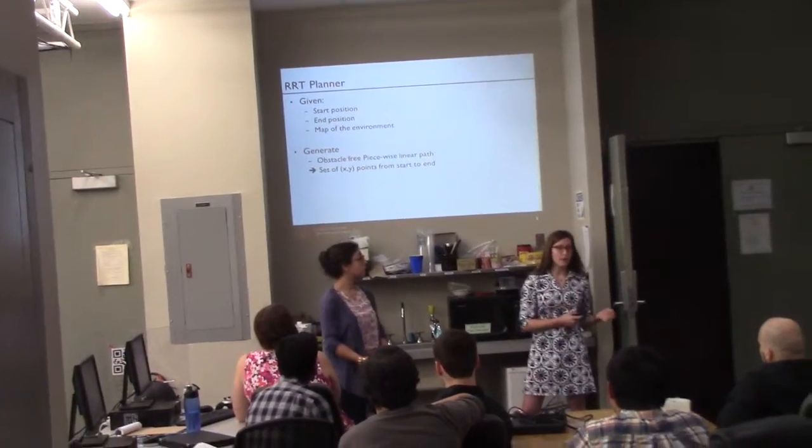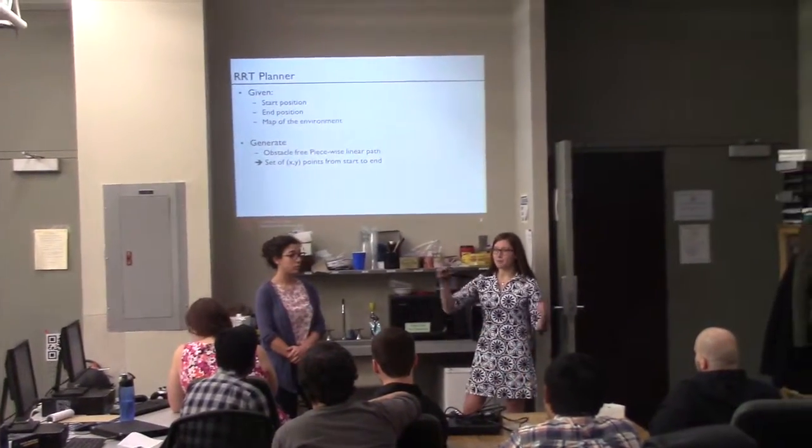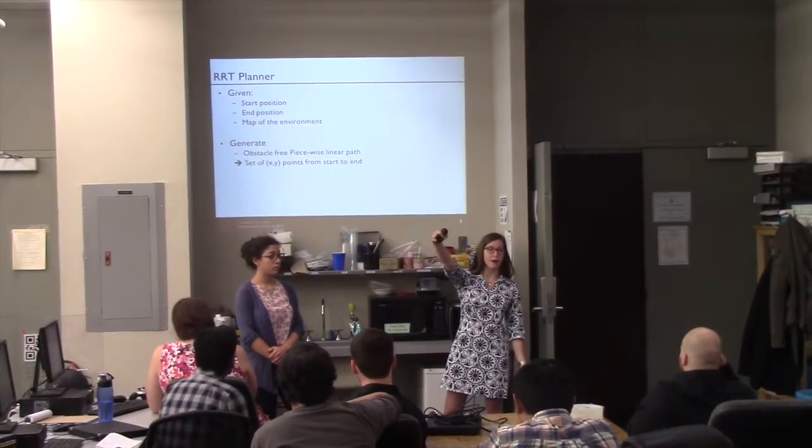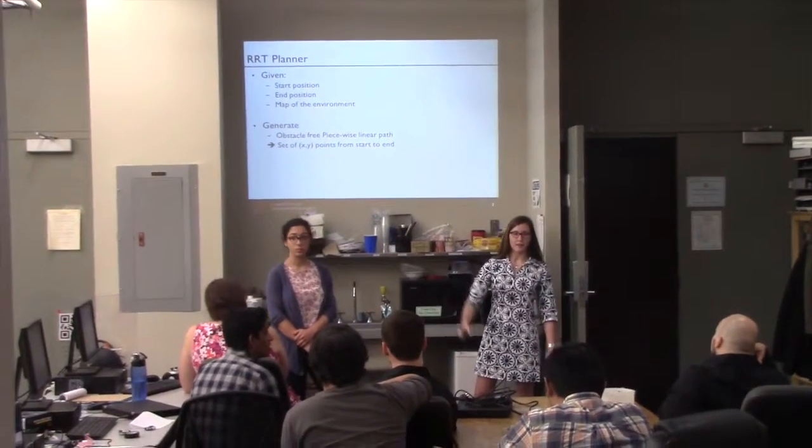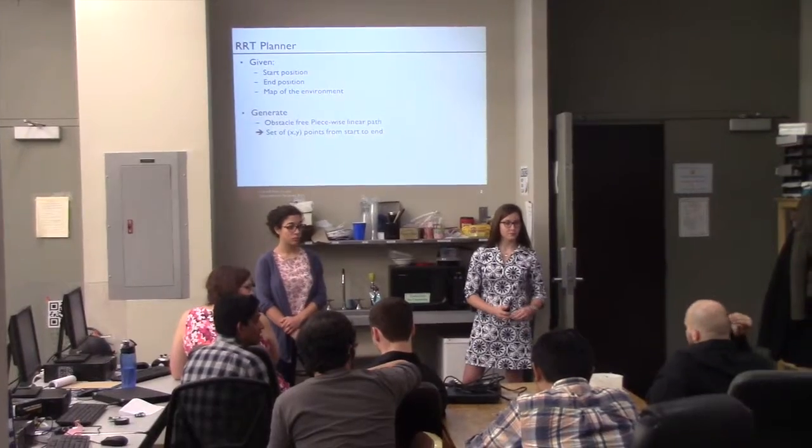So for the RRT planner, it's given a start position and end position and a map of the environment. As you can see on the field, there are some obstacles set up. So we've given that. Before you continue, can you give the original goal of your project?